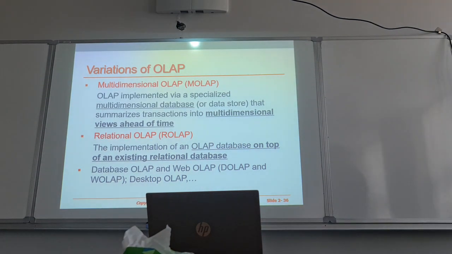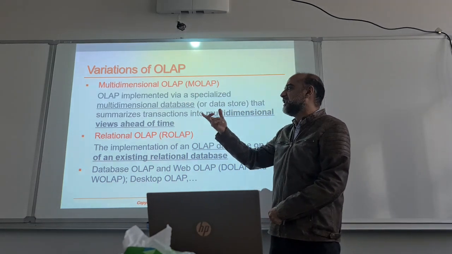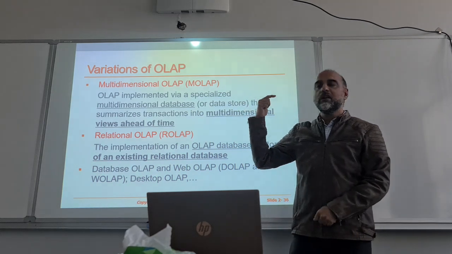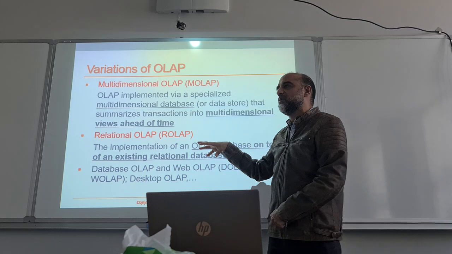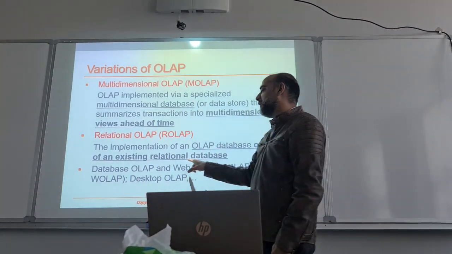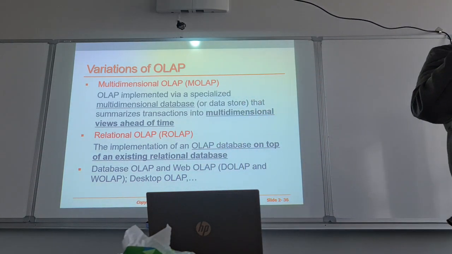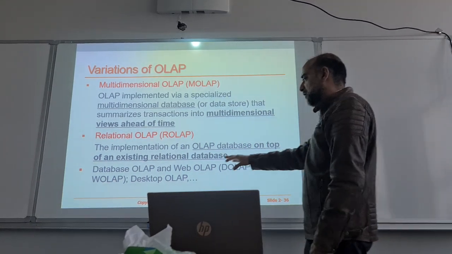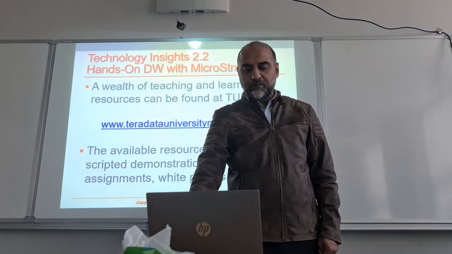If you're running this OLAP over multi-dimensional databases, which is like the data warehouse, different data warehouses together, we call it MOLAP, multi-dimensional OLAP. But if you're running it over your normal relational database, we call it ROLAP. OLAP running on your regular database. So OLAP on top of an existing relational database. So you're running this OLAP operation on a regular database, right? Then you can have some web OLAP, OLAP services over the web, and so on. Okay. Any questions?